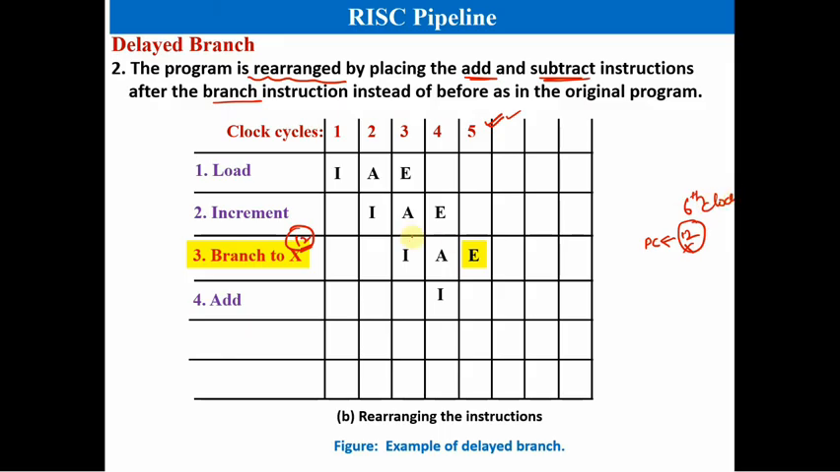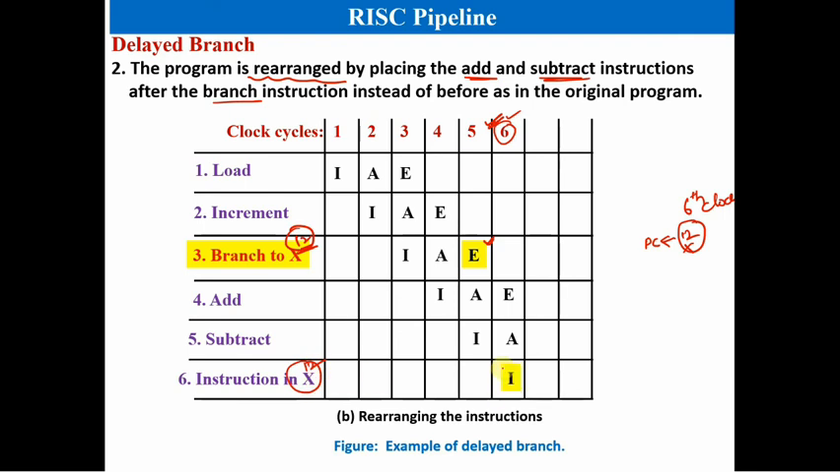Now look at it: by the end of the sixth clock cycle, the third and fourth instructions are going to be executed. The fourth instruction enters the A segment, the fifth instruction, subtract, enters the I segment, and in the sixth clock cycle, the fourth instruction enters the E segment and the fifth instruction enters the A segment. Because the branch address is available at the end of the fifth clock cycle, at the sixth clock cycle the instruction in the 12th position is going to be fetched.